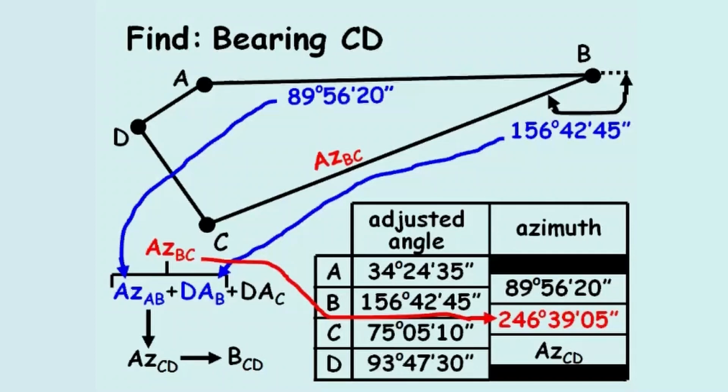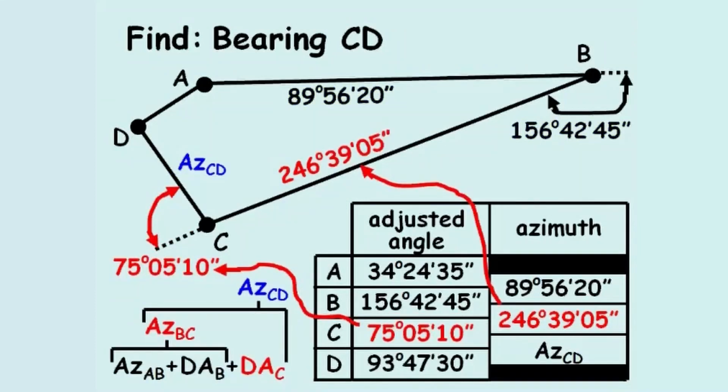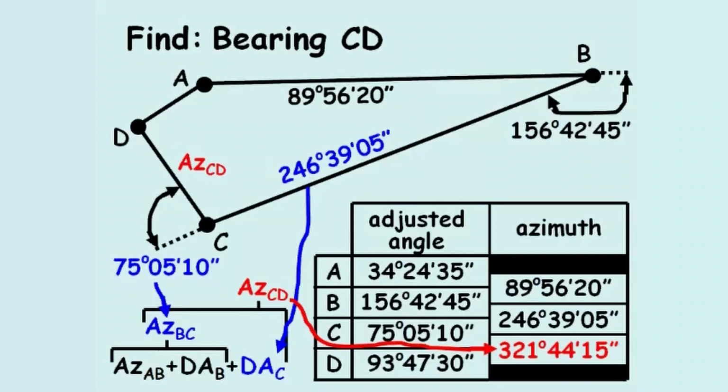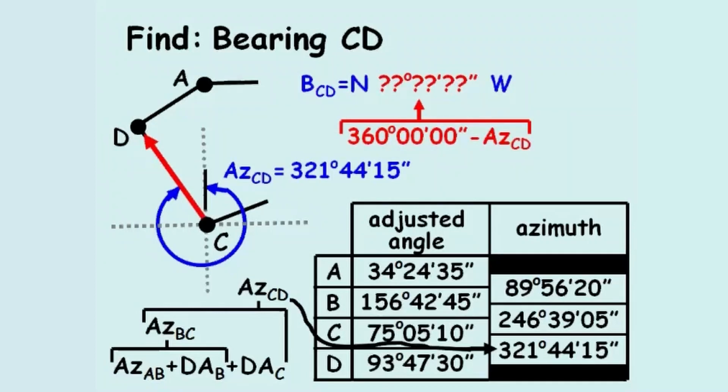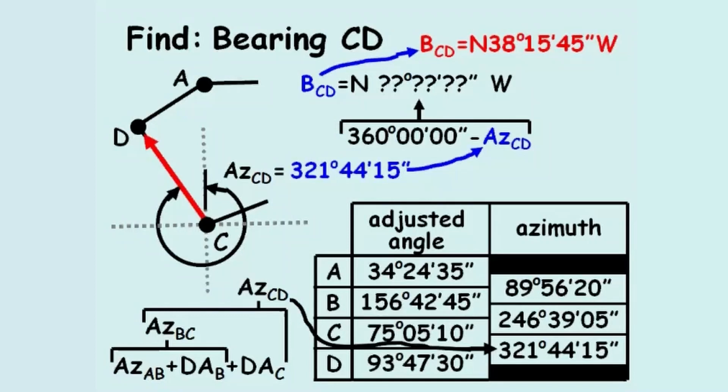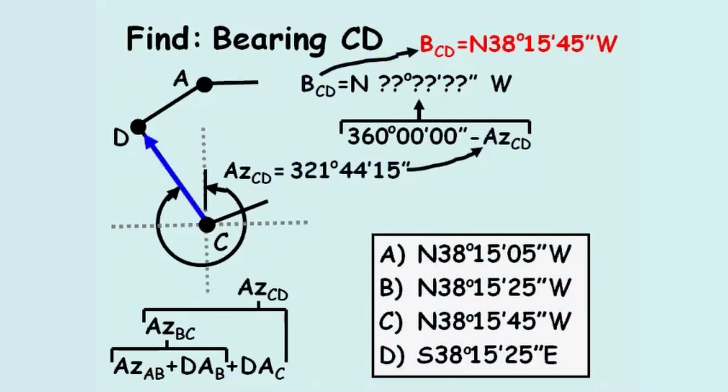To find the azimuth of course CD, we'll add the azimuth of course BC to the adjusted deflection angle at point C. This makes the azimuth of course CD equal to 321 degrees, 45 minutes, 15 seconds. The bearing of course CD will be in the northward direction, with the deflection angle to the west. This unknown deflection equals 360 degrees minus the azimuth of course CD. Plugging in the azimuth of course CD, the bearing of course CD equals north 38 degrees 15 minutes 45 seconds west. When reviewing the possible solutions, the answer is C.